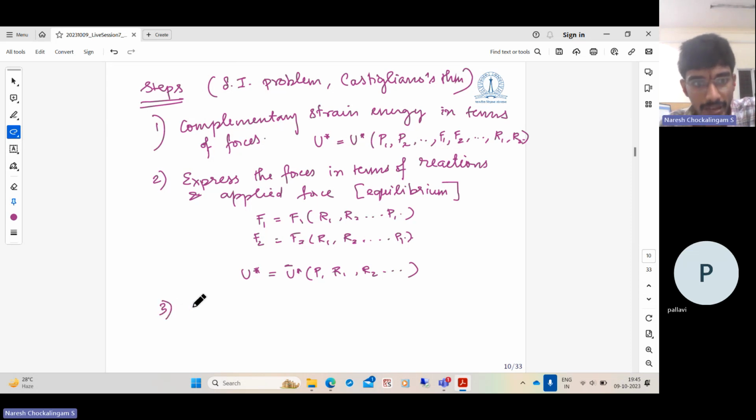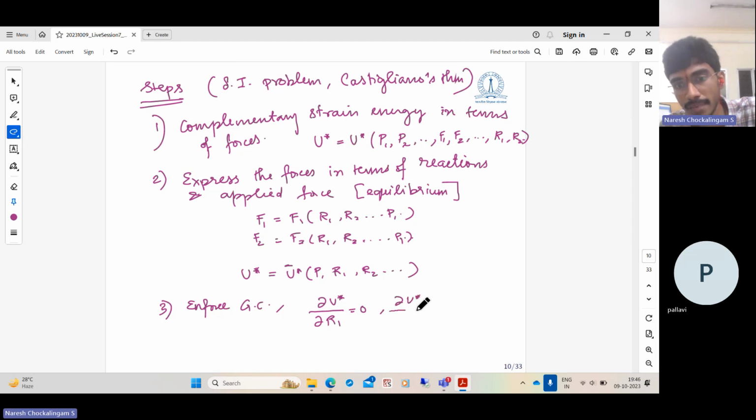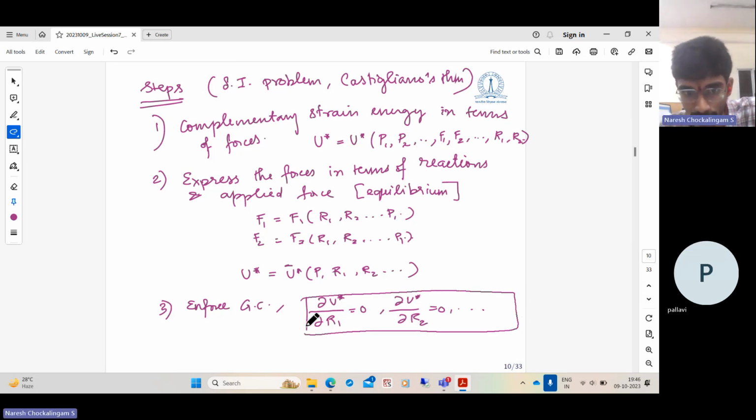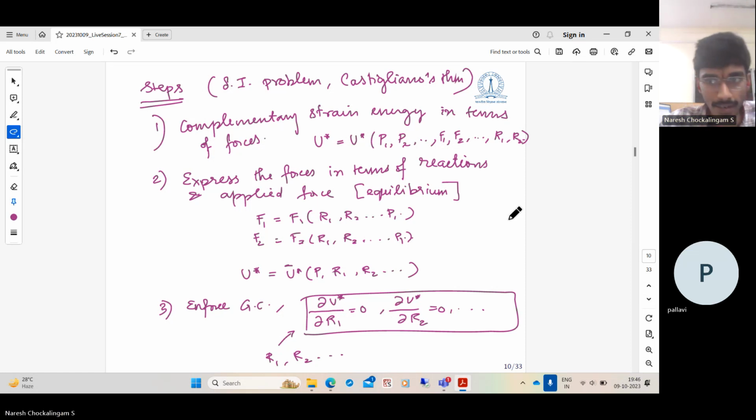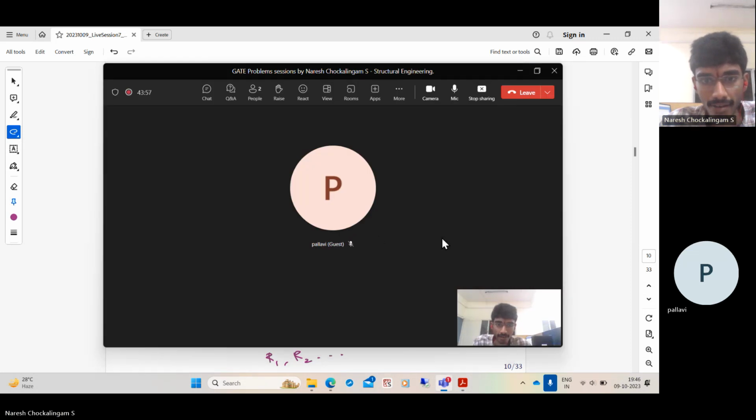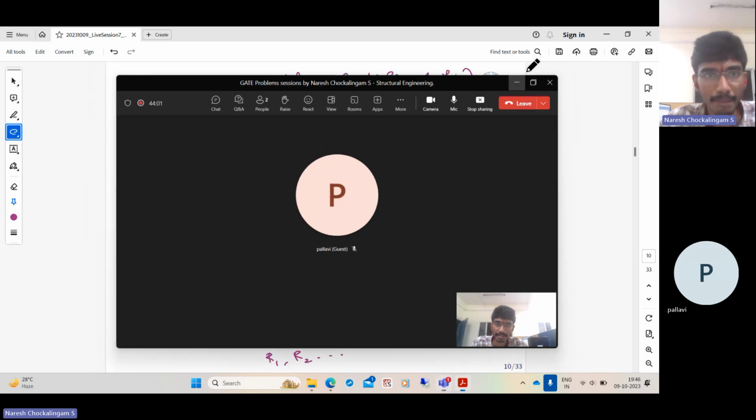The next step is to enforce the geometric compatibility by del U star with respect to del R1 equal to 0, del U star with respect to del R2 equal to 0, and so on. You enforce these conditions and solve for the unknowns R1, R2, and then you get the solution to the entire problem. So this is how you use Castigliano's theorem for solving these problems. Is that okay? I hope it's clear. Let me go to the next part.